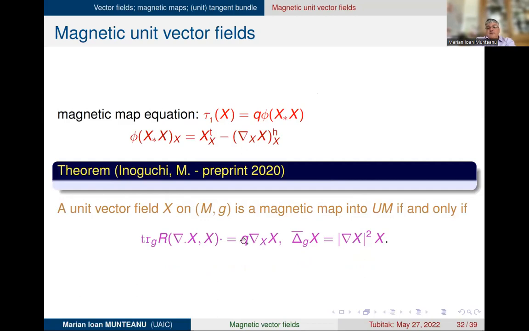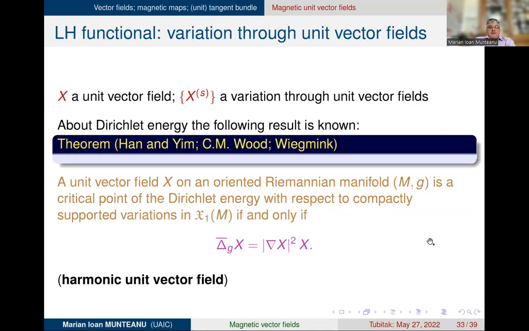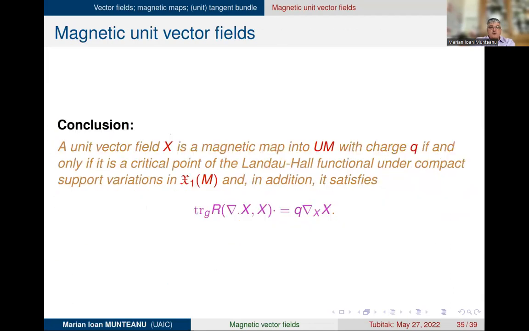Therefore we have this result: a unit vector field, so from M to UM, is a magnetic map if and only if this part involving the trace of the curvature and this component equals q nabla xx, and this equation appears for a harmonic unit vector field. So both, as in the case of TM. If we want to follow formally the computation for harmonic unit vector field, this fails. Okay, so this is the proof.